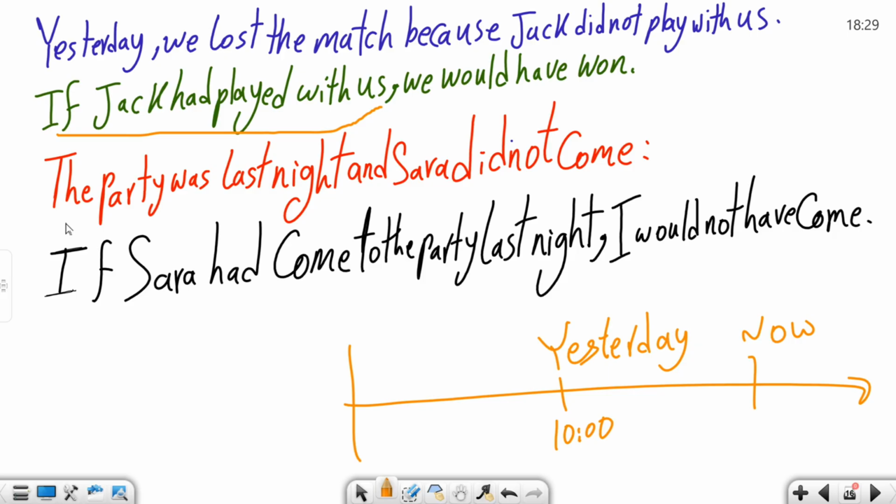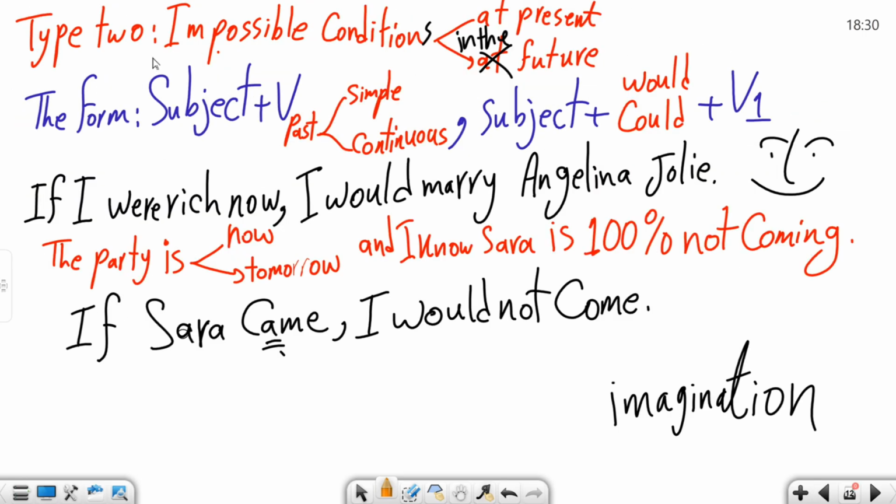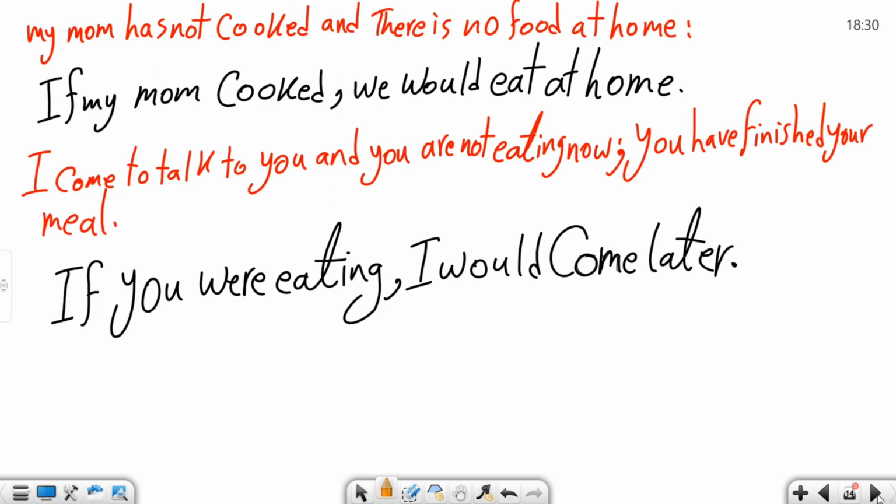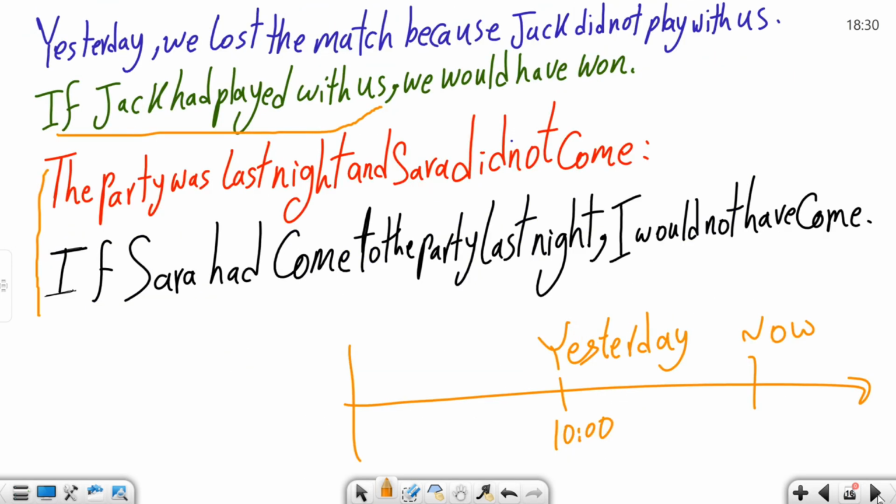So the last example here on this page: the party was last night and Sarah didn't come. If you remember, this example has origins from type 2. If you remember type 2, we said that the party is now or tomorrow, and I know Sarah is not going to come in the future, or she is not here now. I tell my friend, if Sarah came, meaning now or in the future, I wouldn't come.